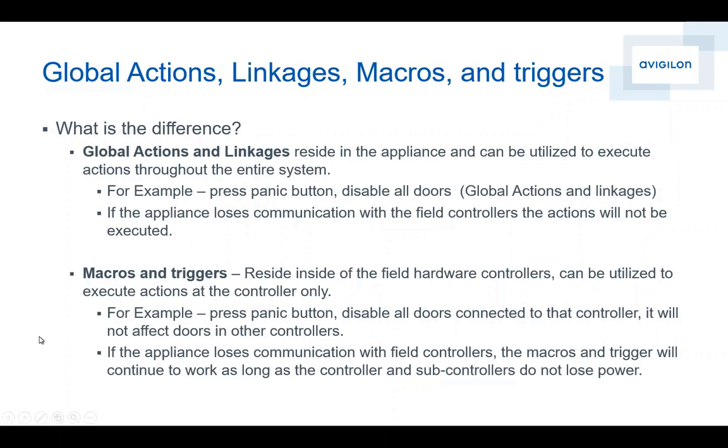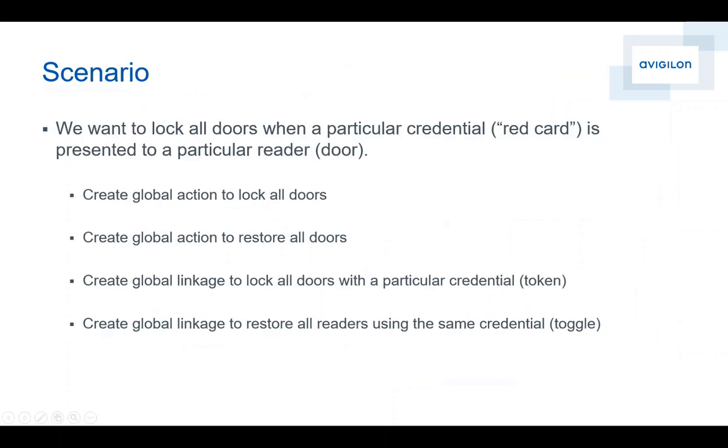So let's take a look at one scenario, and then we'll go to ACM and do the programming. We want to do a lockdown when a particular credential, let's call that the red card, is presented to a particular reader. Imagine a school principal has in his pocket this red credential, this red badge, and when he presents that badge to either a particular reader, in this case in this example, or it could be any of the readers, all the doors will lock automatically. So to create that, here are the actions that we're going to perform in the video.